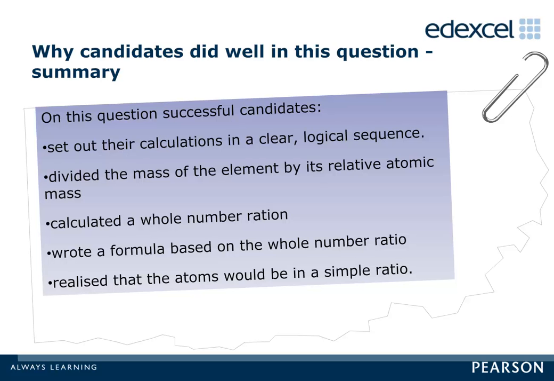Successful candidates set out their calculations in a clear logical sequence, divided the mass of the element by its relative atomic mass, calculated a whole number ratio, wrote a formula based on the whole number ratio, realized that the atoms would be in a simple ratio.